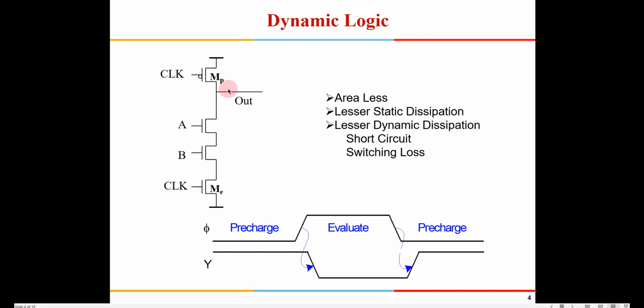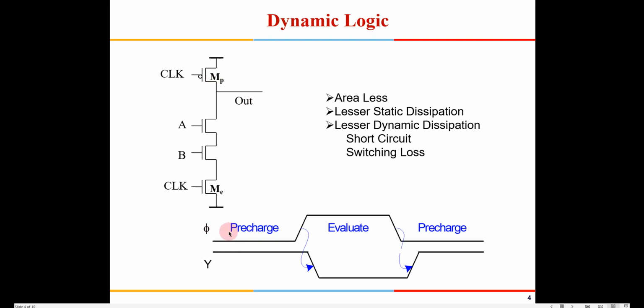So how does this function? Initially when the clock is 0, this NMOS will be switched off. When the clock is 0, this PMOS will be switched on. So this output node will be charged to 1.